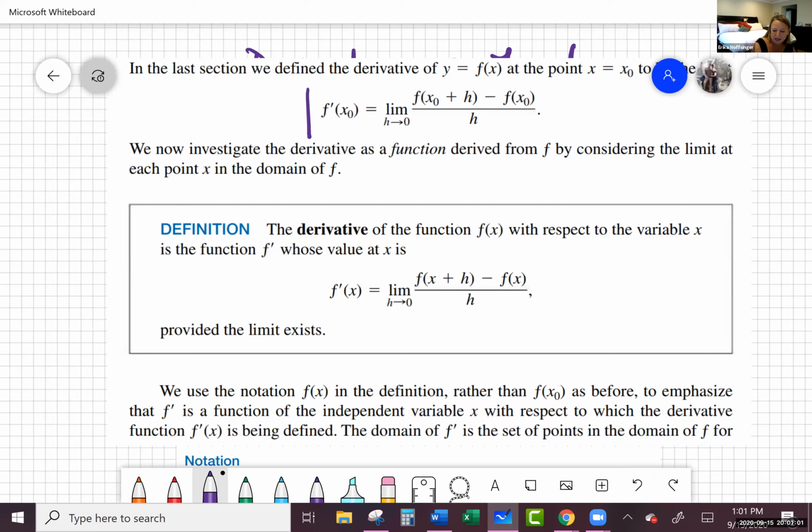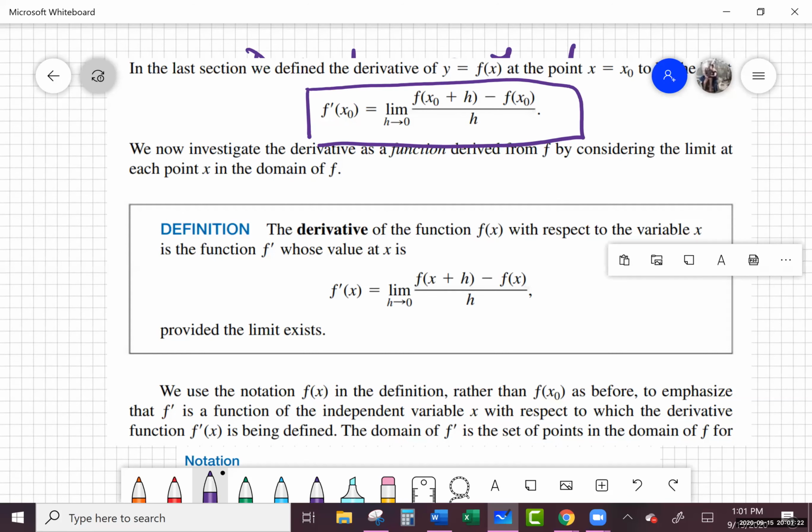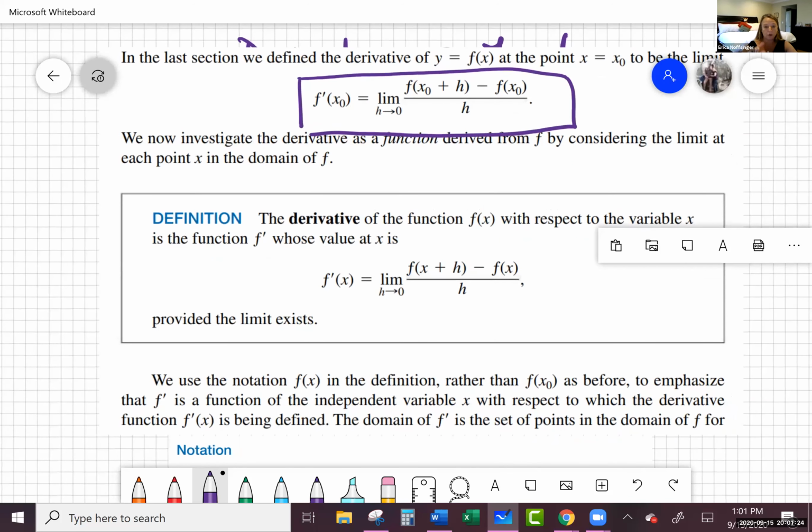F prime of x naught is equal to the limit as h goes to 0 of f of x naught plus h minus f of x naught, all over h. And this is where we were looking at the derivative at the point x equals x naught. We had to say that it was continuous there, and certain things have to happen in order to have a derivative at a particular point. And we'll talk about that in a minute.